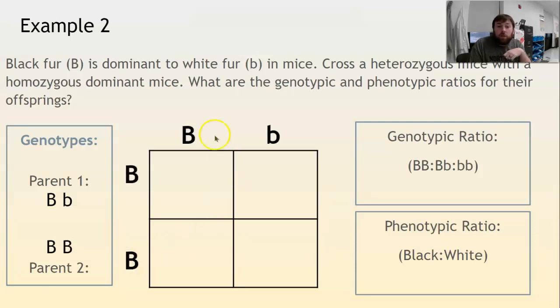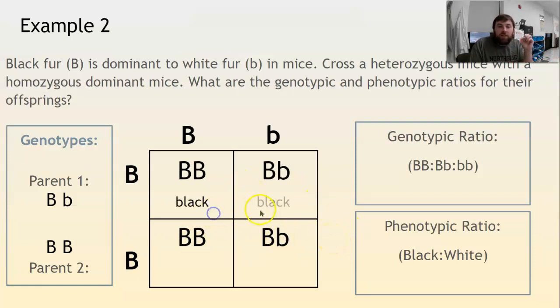So if we cross those 2, you can see immediately there's going to be a lot of capital B's in here because each of these are going to have a capital letter inside them. In fact, it's going to be capital B, lowercase b, capital B, capital B, capital B, lowercase b. Looks like if we want to look at the phenotypes first, each and every one of these is going to be black because each of them has the dominant allele over the white fur.